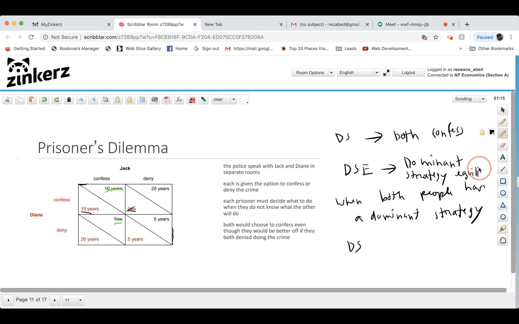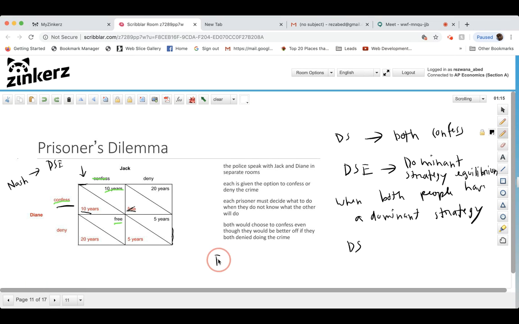So where is that cell? Where is that equilibrium where both people have a dominant strategy? Here, if they both confess. Yes, so both confessing, right? So this is the dominant strategy equilibrium. This is also the Nash equilibrium in this case. Okay? So every dominant strategy equilibrium is always going to be a Nash equilibrium.